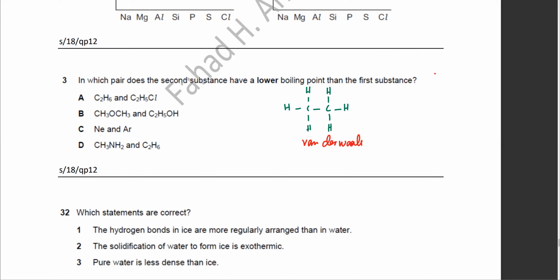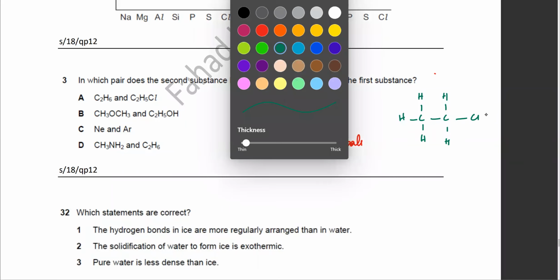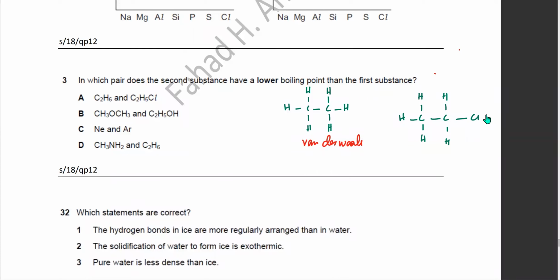What about the other one, C2H5Cl? Is that going to be polar or non-polar? I mean, what would Cl do? It's a very electronegative atom, right? So Cl is going to try and pull the electrons towards itself. So this side will become slightly negative, and the rest of the atoms, the entire thing, would have a slight positive charge. The electrons would be shifted closer to Cl. Is this clear?